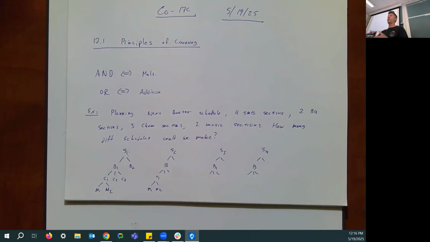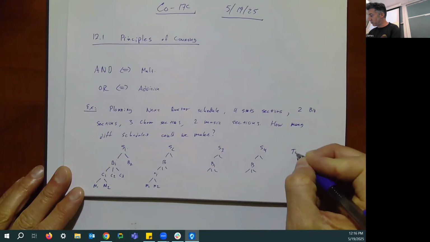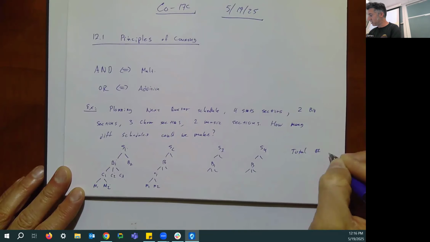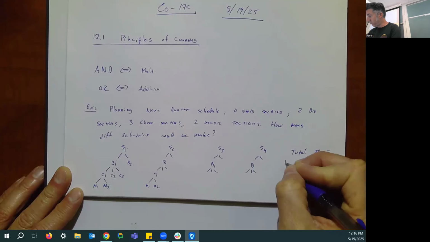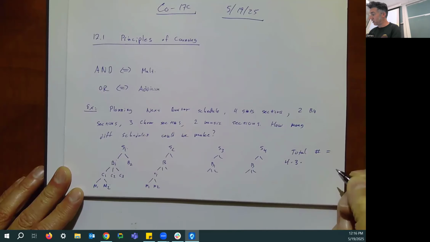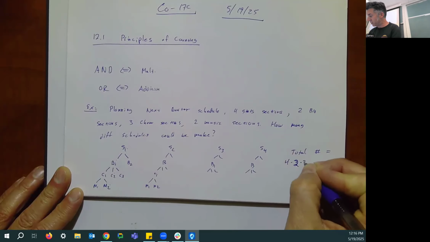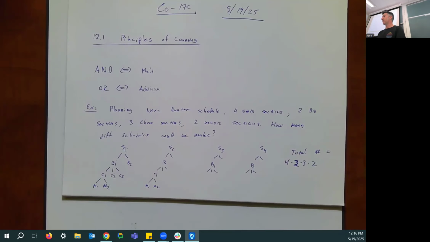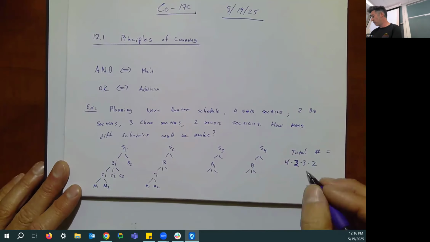And so the way we're going to get here is we want a stats and a bio and a chem and a music section. So we're going to multiply those numbers together to get the total number of schedules, which is going to be 4 times 2 times 3 times 2. I know the order doesn't really matter, but I'm trying to keep things in order here. So that's some number, 48, I think?